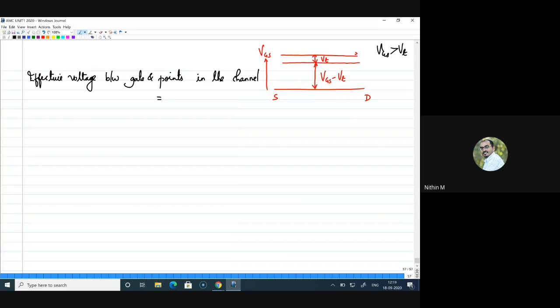That is the effective voltage. For those who are wondering what this VGS minus VT is, we are applying a voltage which is more than VT. So the effective voltage that is creating the channel is nothing but the difference, the excess voltage I am applying there, which is VGS minus VT, right? So this voltage is otherwise called the excess gate voltage, or we call this the overdrive voltage.